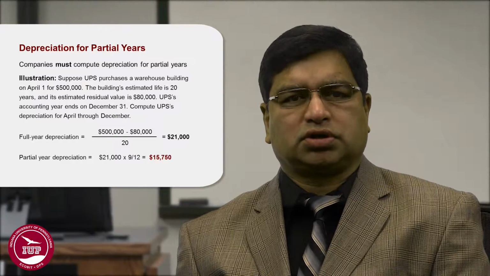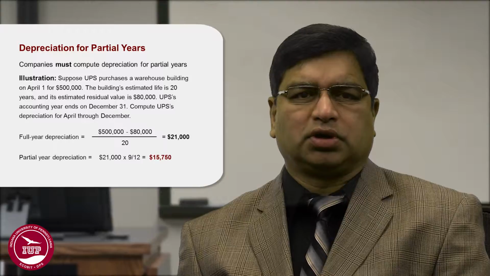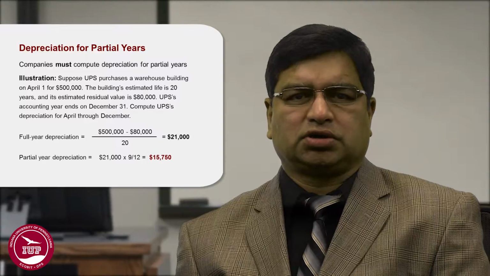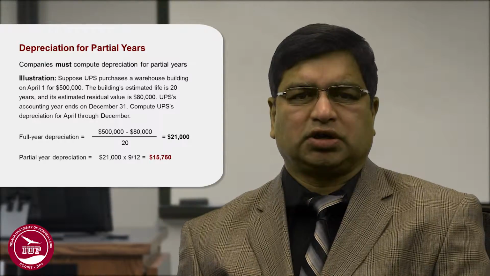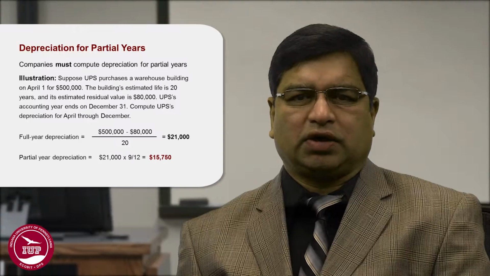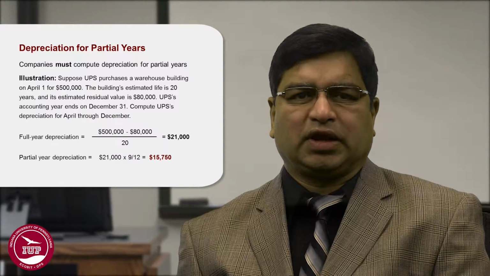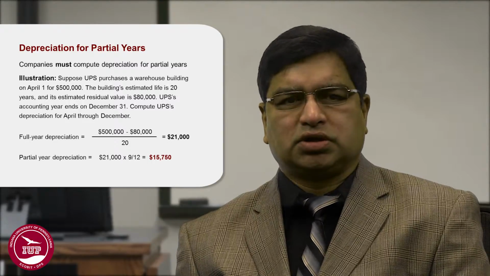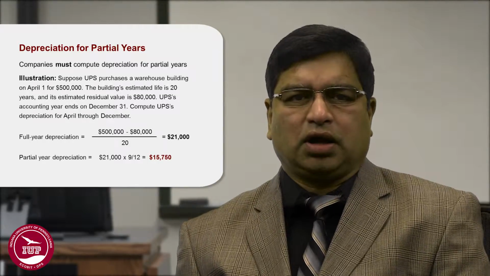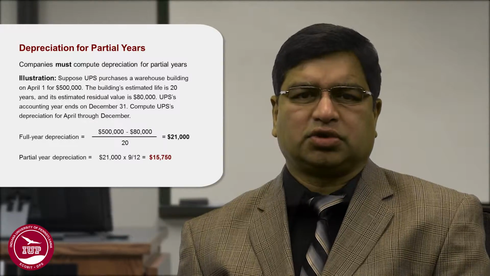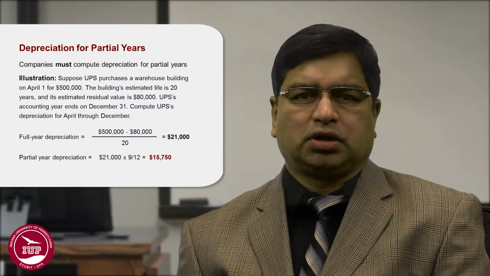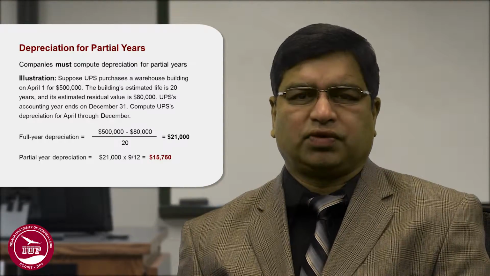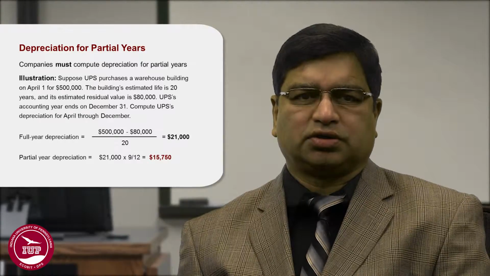So you'll need to, in this case, compute the depreciation from April through December. You can compute the full year depreciation, which is the cost, 500,000 minus 80,000, divided by its useful life. So the depreciation, if it was purchased in January, would have been 21,000. However, since it's purchased in April, the depreciation from April 1st to December 31st, for 9 months, will be 21,000 times 9 over 12, which will give you $15,750.